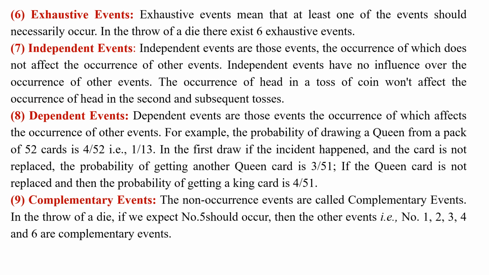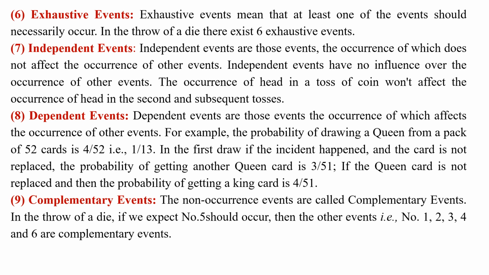In the first draw, if the event happened and the card is not replaced, the probability of getting another queen card is 3/51. If the queen card is not replaced, then the probability of getting a king card is 4/51. 9. Complementary events. The non-occurrence events are called complementary events.